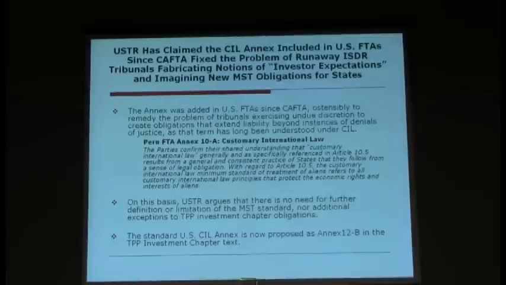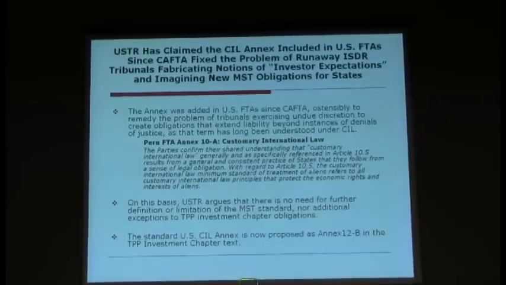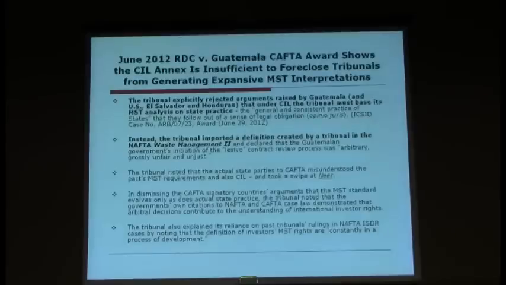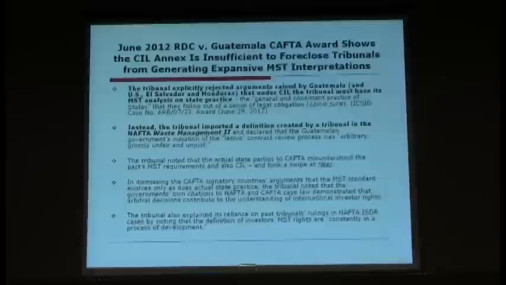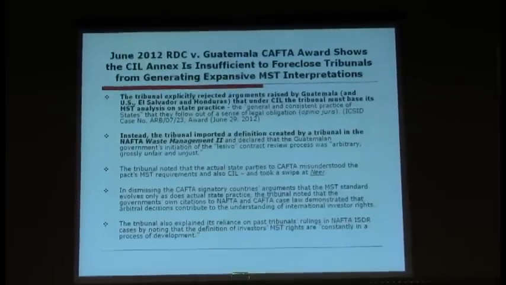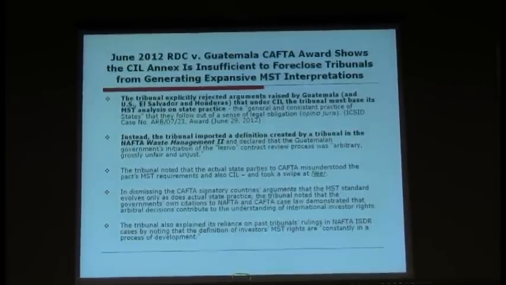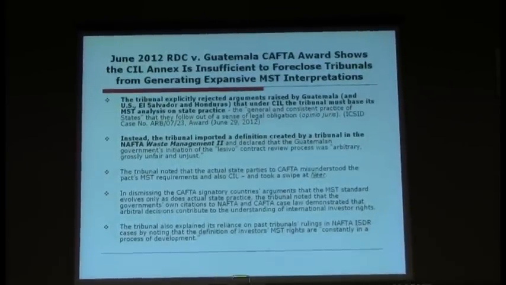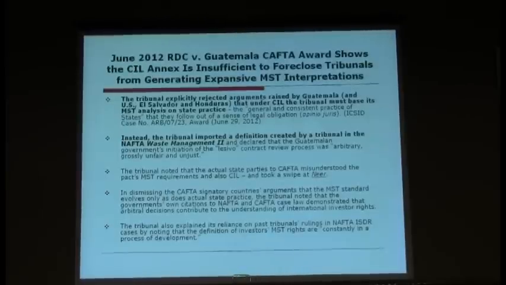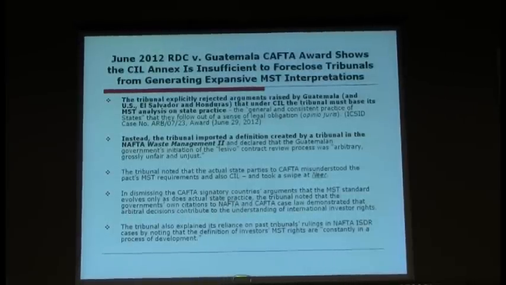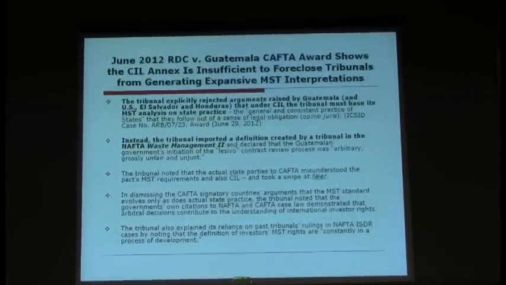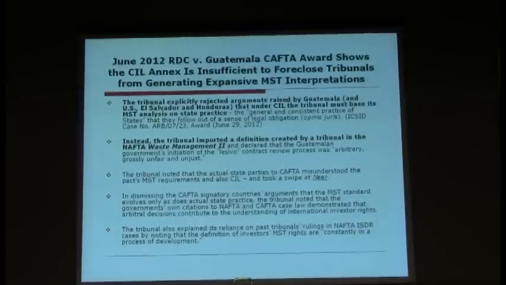The argument has been, as a result of this annex, there's no need for any more detail narrowing the actual FET standard or the annex being tightened. Except in June we had a ruling, finally. This is the first interpretation of that annex, of the CIL Annex. It's the Railroad Development Corporation versus Guatemala case under CAFTA. And it shows quite precisely that that CIL Annex is insufficient.